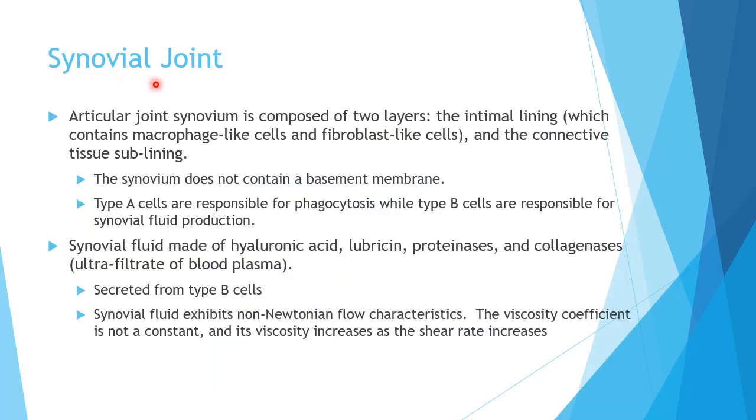The synovial joint, I'd like to explain some of the points that sometimes come in the exam. The synovium is composed of two layers, the intimal layer and the connective tissue sublining. The synovium does not have a basement membrane. There are two types of cell. Type A are macrophage-like cells, responsible for phagocytosis. Type B are responsible for synovial fluid production.